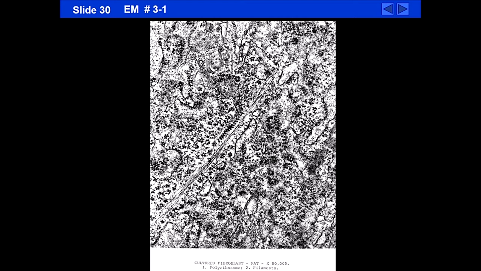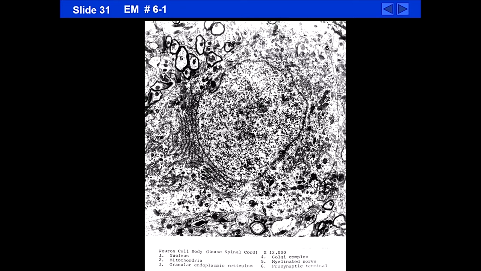Okay, so here we have a cell labeled with various structures. Here's the nucleus. The dark clumpy material is heterochromatin, the lighter material is euchromatin. Mitochondria, number 2. Let me see, where is number 2? This is kind of low power, so it's hard to pick out some of these structures. Number 3 is rough ER. This looks like rough ER to me. Number 4 is Golgi. This looks like it could be some Golgi over here. Number 5 is myelinated nerve. That's at the periphery. And 6, synaptic vesicle. So this is kind of a neuron. Don't worry about the nervous stuff, but in here you can make out some of the cell organelles. Any questions on this one?